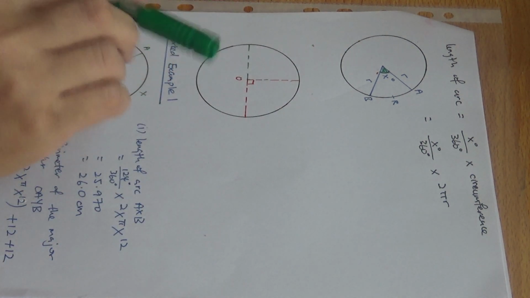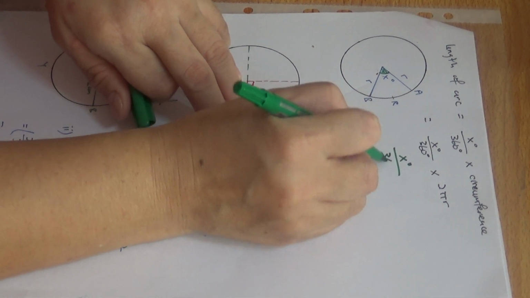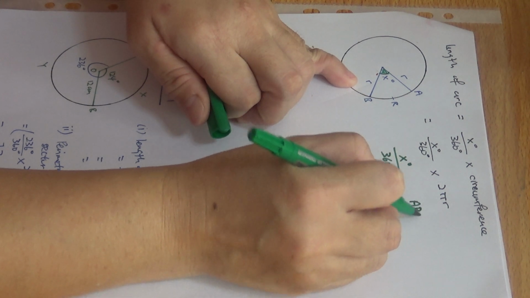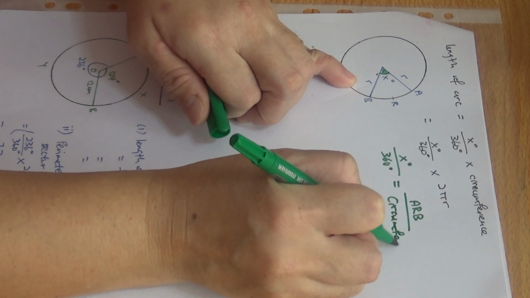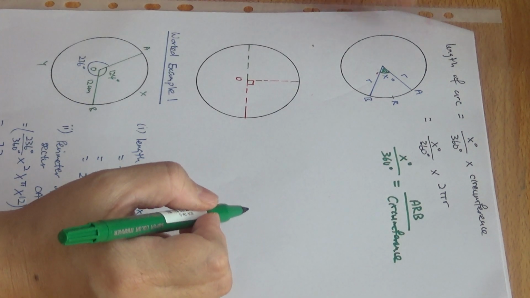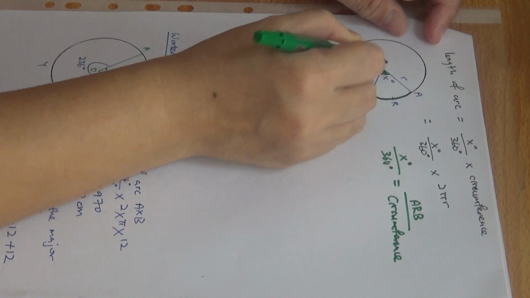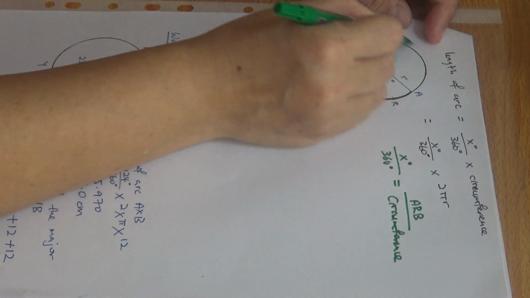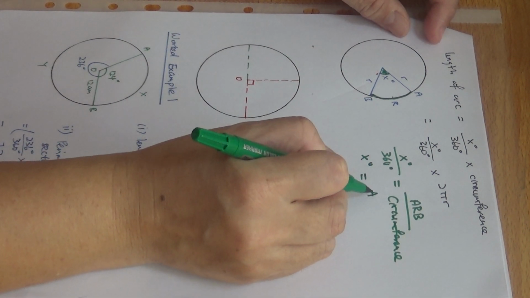Actually we can get this from here. Everybody agrees that x degrees over 360 degrees will be the arc ARB over the circumference. This is by proportion. This is the angle, this is the arc. The whole circle is 360 degrees and the whole circle here is the circumference. So we bring it to the other side.